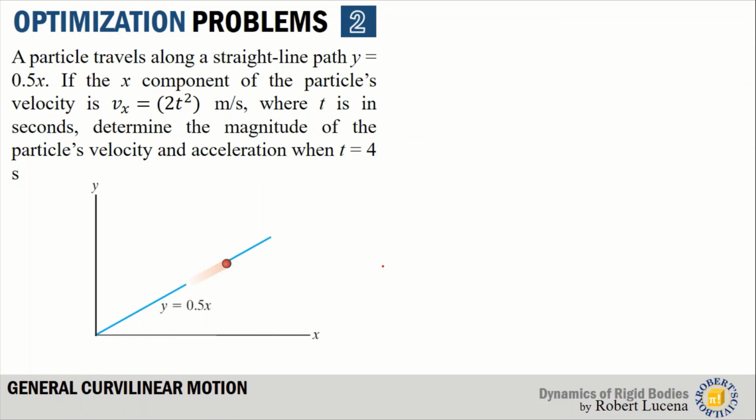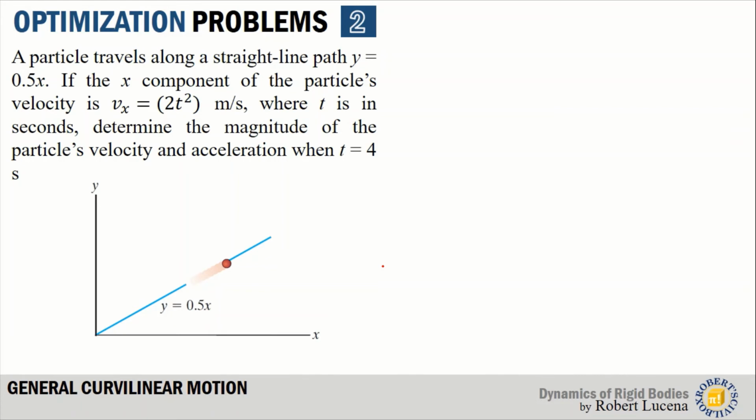A particle travels along a straight line path which is y equals 0.5x. If the x component of the particle's velocity is vx equals 2t squared in meters per second, where t is in seconds, determine the magnitude of the particle's velocity and acceleration when t equals 4 seconds.